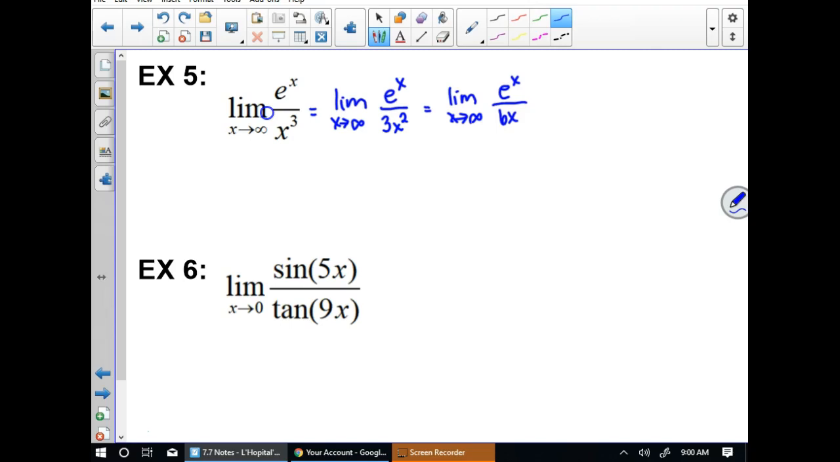Still, you get infinity over infinity if you plug infinity in. But if we take the derivative one more time, you get e to the x over 6. And so now if you plug in, you get infinity divided by 6. And what is infinity divided by 6? Still infinity.